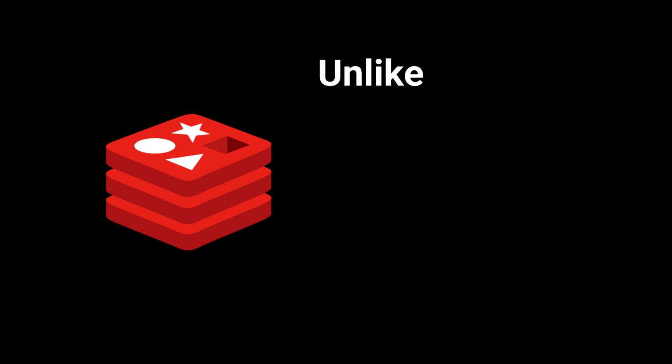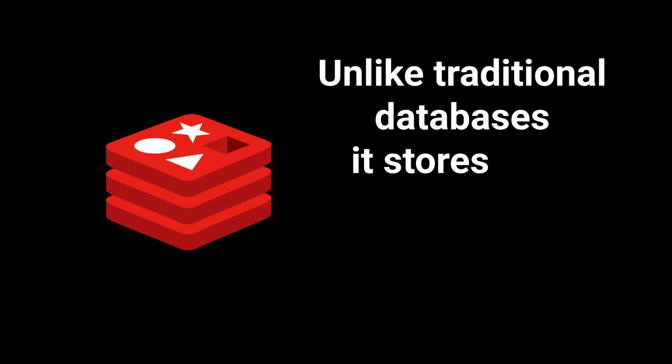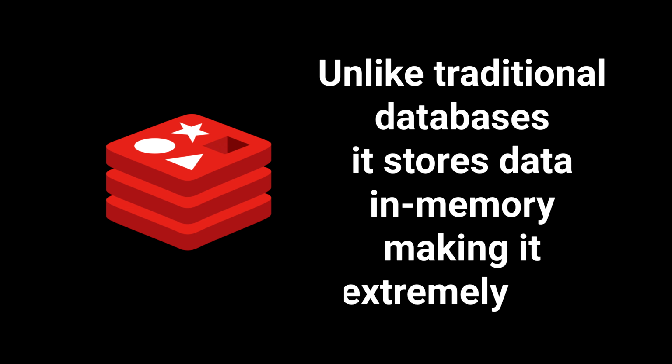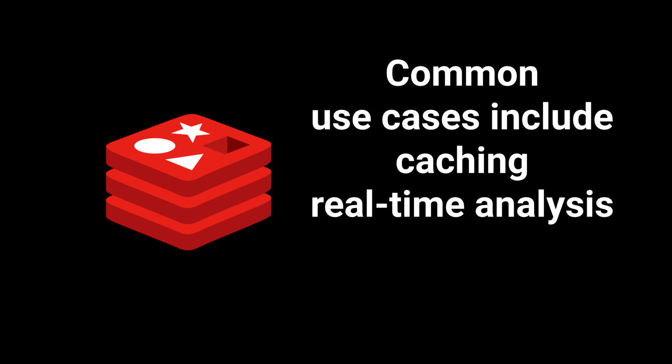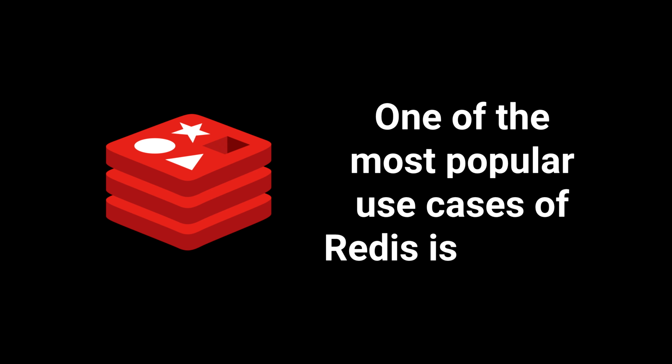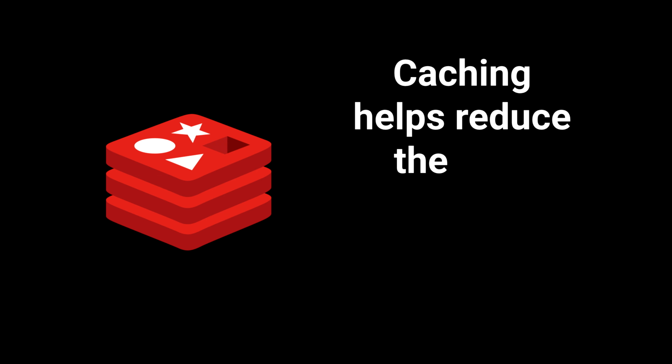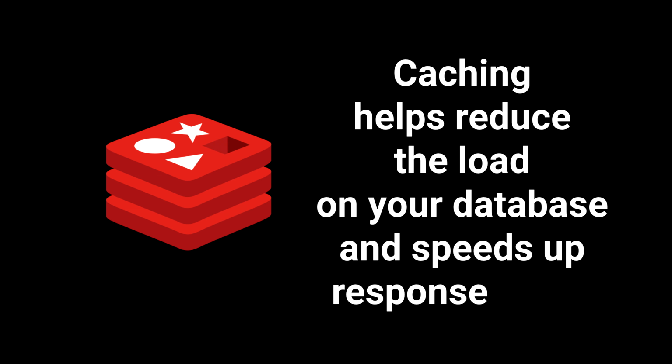message broker. Unlike traditional databases, it stores data in memory, making it extremely fast. Common use cases include caching, real-time analysis, and session storage. One of the most popular use cases of Redis is caching. Caching helps reduce the load on your database and speeds up response times.